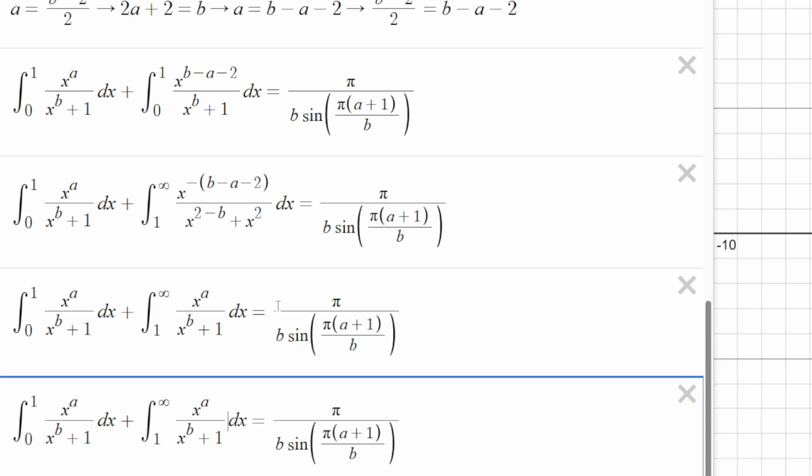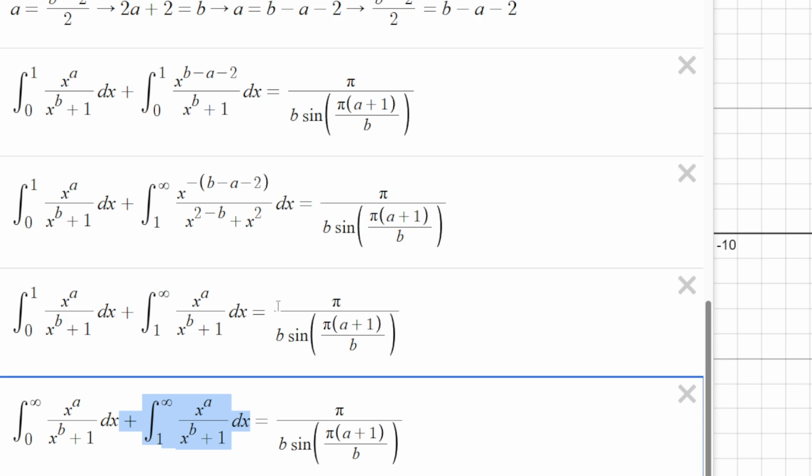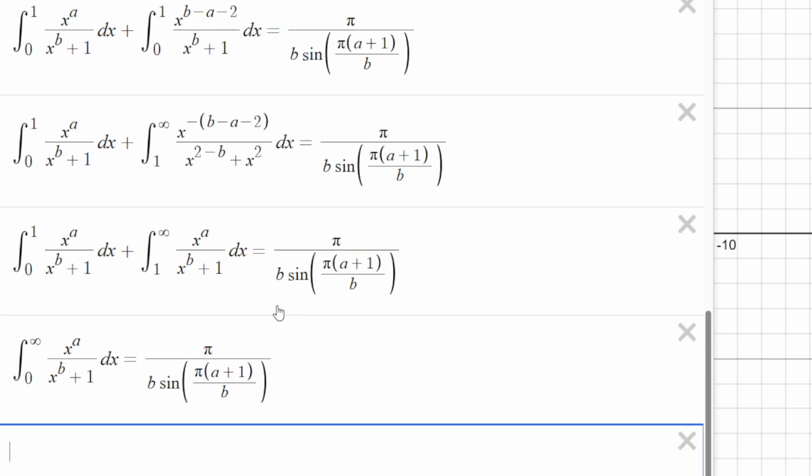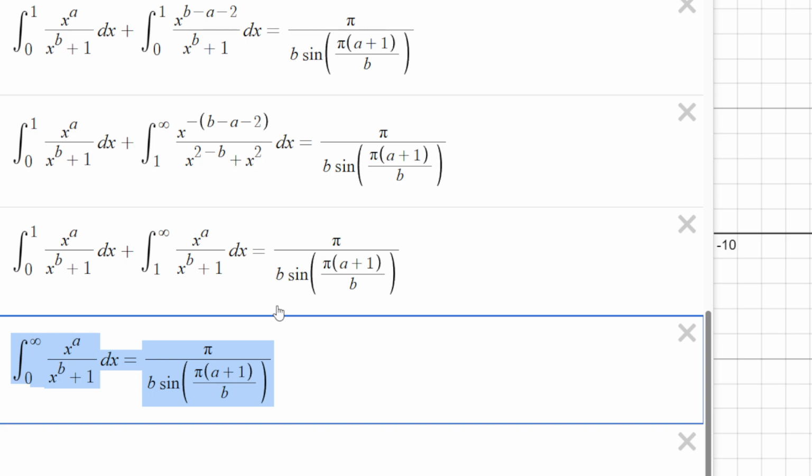You'll notice we have the same integrand here. And we have our first integral going from 0 to 1, and our second going from 1 to infinity. That means we can simply write this as one integral going from 0 to infinity. And we are done. So there you go, guys. A proof of this integral identity using nothing but simple first semester calculus and some algebra. Hope you enjoyed that. We'll see you next time.